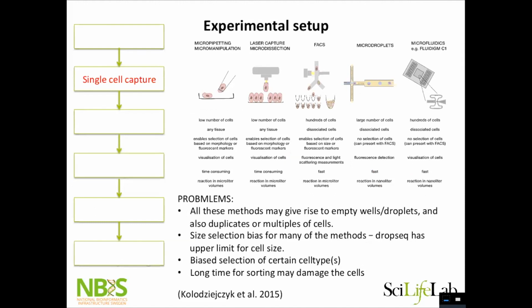And then, of course, single cell capture, like we talked about: we can do FACS sorting, we can do droplet-based methods, and you will always get doublets, and you will get empty wells. I've heard that there's an upper size limit, but when we talked about it, some people said they got really big sizes with Drop-seq or 10x. And of course, we might have biased selection of some cell types over others. And the time of sorting is really crucial here to get nice, happy cells.